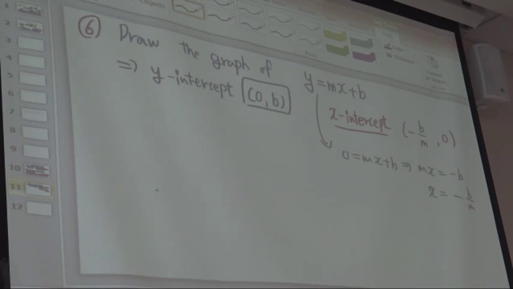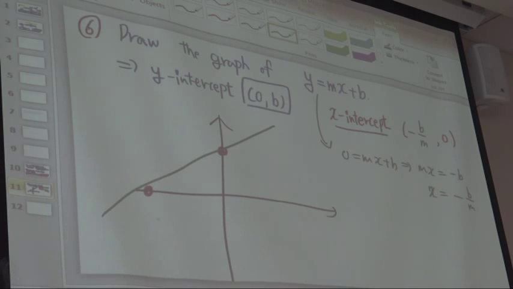When you know the two points, let's say the y-intercept is on the positive side and the x-intercept is on the negative side, then just connect these two points. This is the negative b over m, and this is b, the x-intercept and y-intercept. So when you get the x-intercept and the y-intercept, just connect them and we get the line. This is the easiest way to draw the straight line.